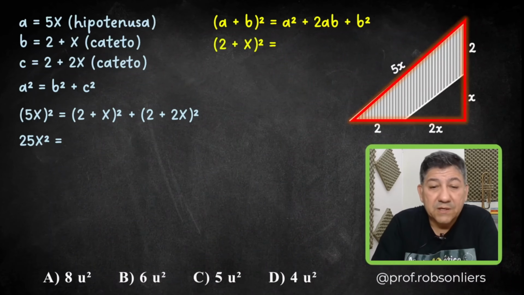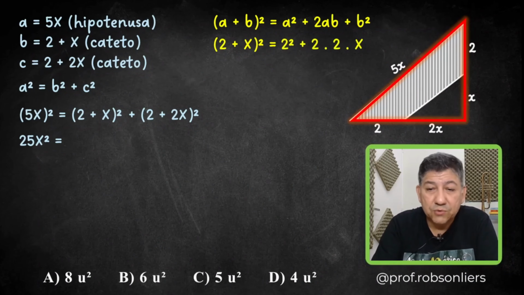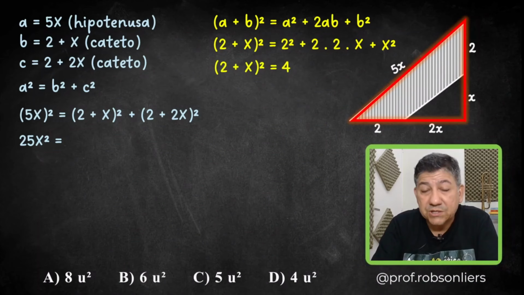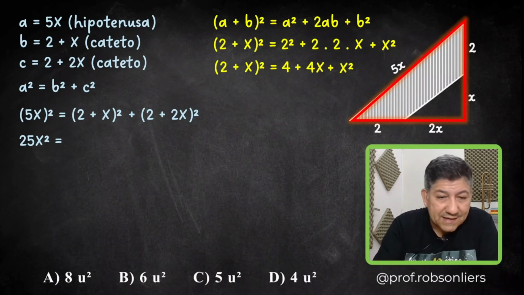Expanding this special product here, (2 + x) squared is the square of the first. The first is 2, so 2 squared, plus 2 times the first times the second, so 2 times 2 times x, plus the square of the second term. The second term is x, so plus x squared. Expanding this, it will be like this. (2 + x) squared will be equal to 2 squared is 4, 2 times 2 times x is 4x, plus x squared. So, the expansion of this special product, (2 + x) squared, is 4 plus 4x plus x squared. I'll substitute it down here.